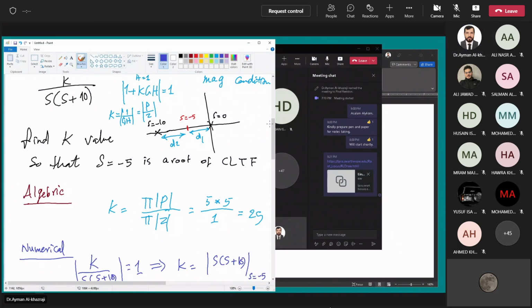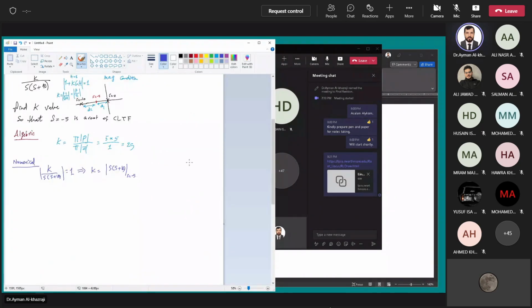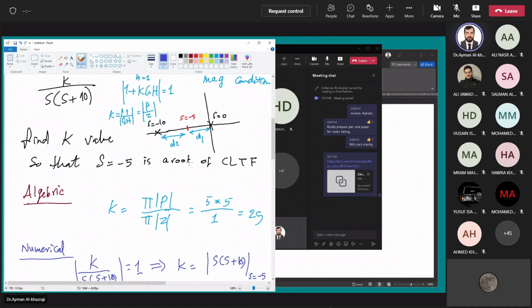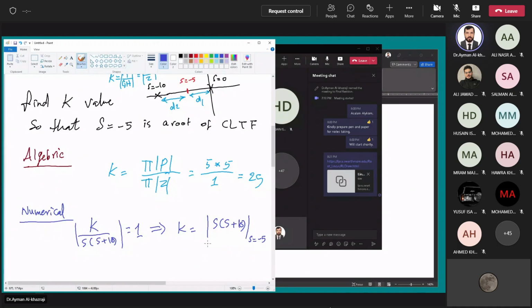Okay, and then I can say that, okay, put in s equal minus 5, K equal minus 5 multiplied by minus 5 plus 10, and you will get 25. Same.